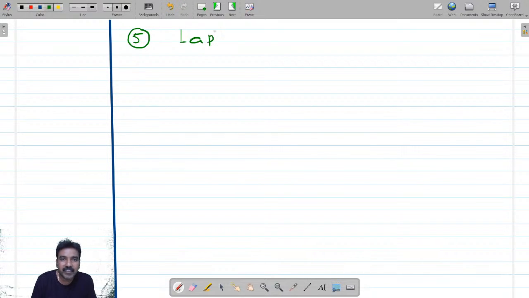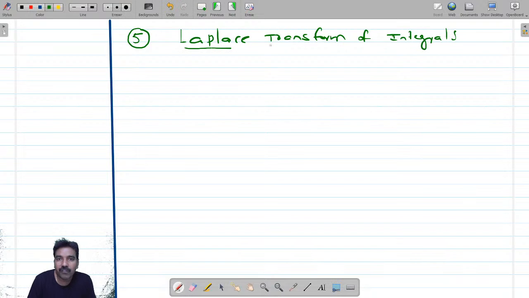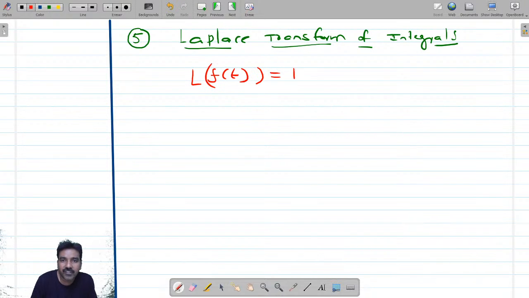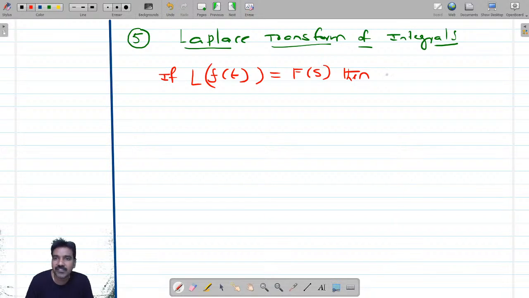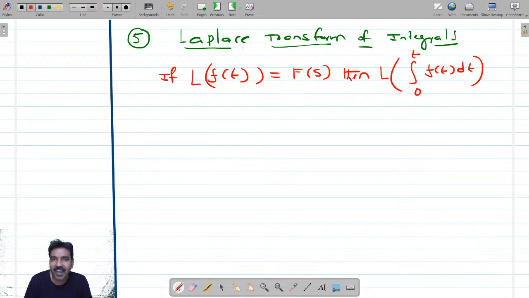Laplace transform of integrals. Suppose we have a function f of t. Assume that its Laplace transform is capital F of s. So if the Laplace transform of small f of t is capital F of s, then the Laplace transform of the integral from 0 to small t of f of t dt, so that's why it is named Laplace transform of integral, becomes 1 divided by s into capital F of s.